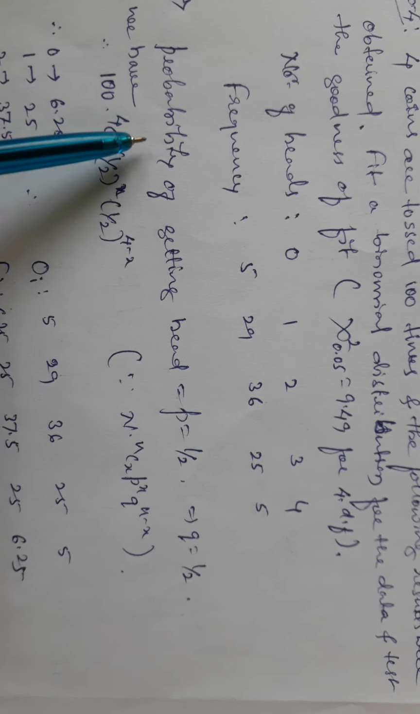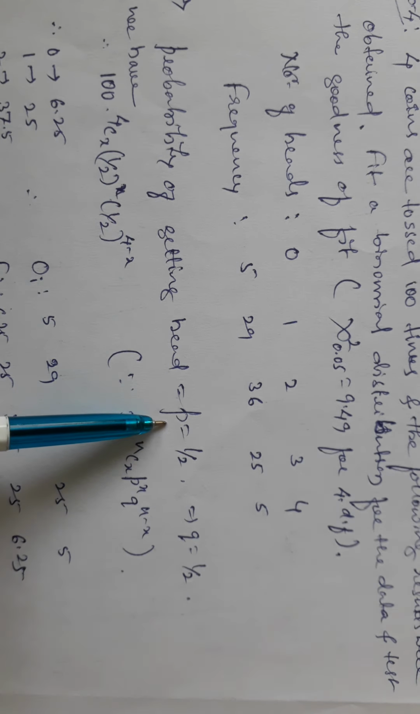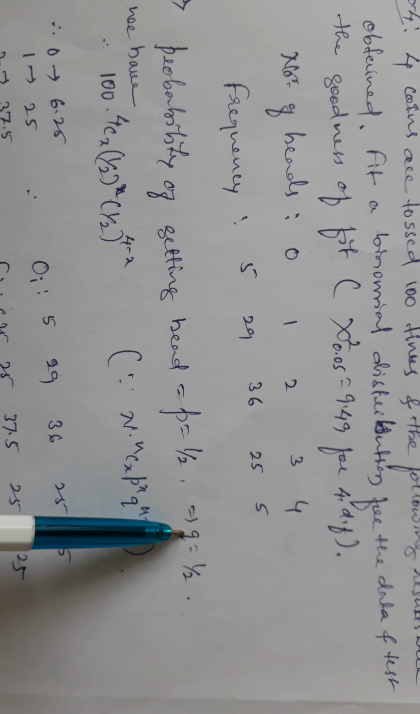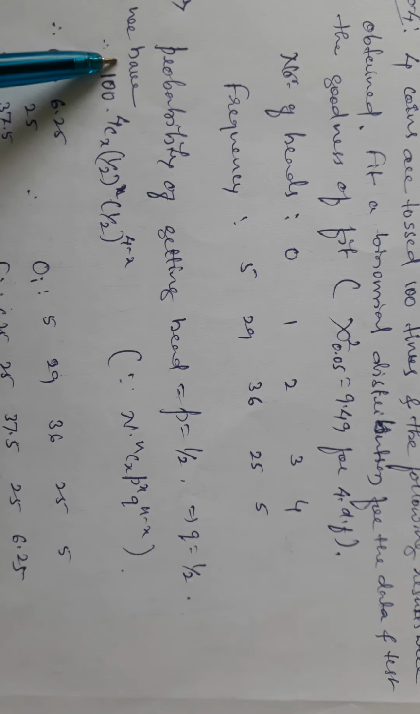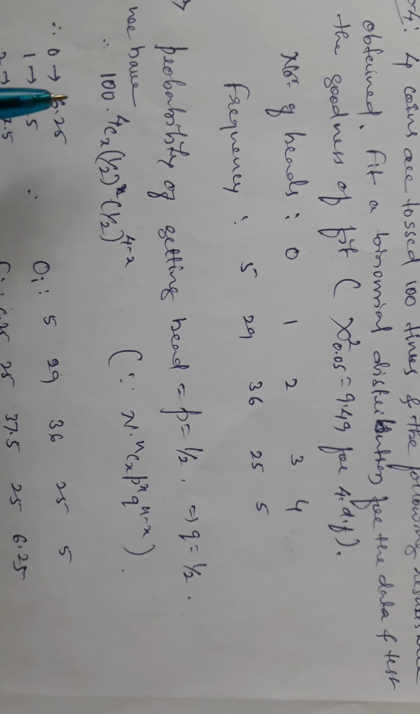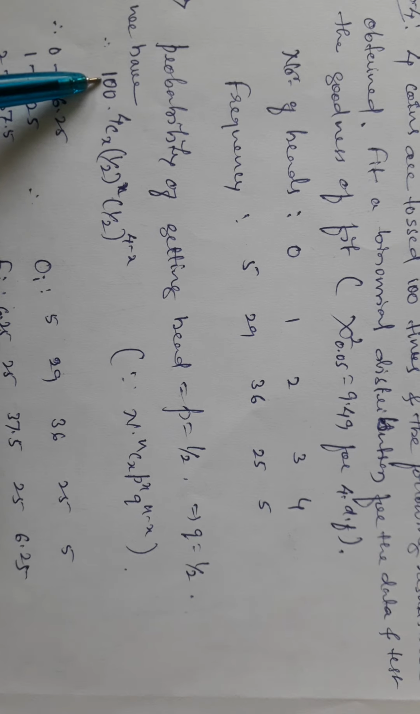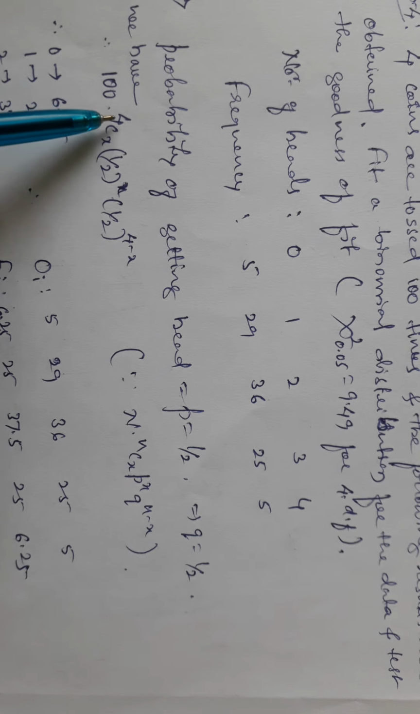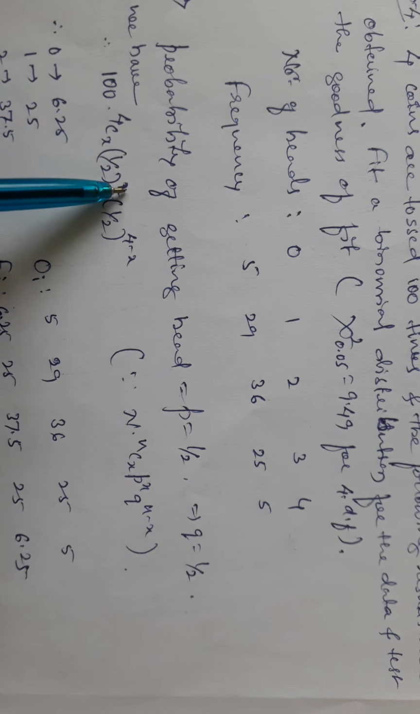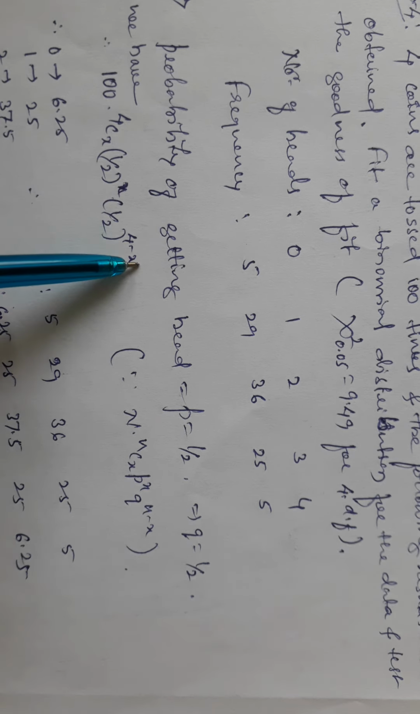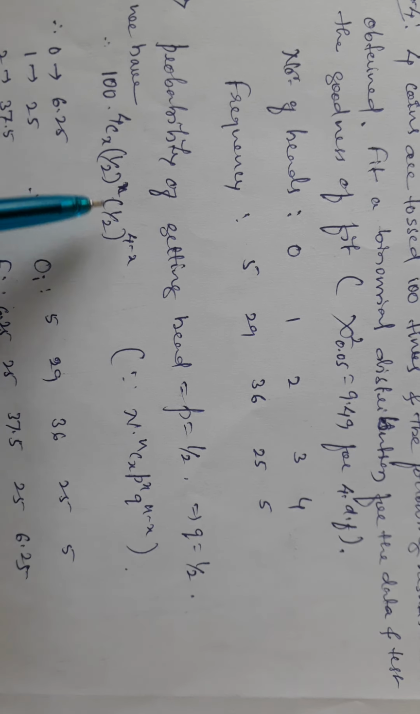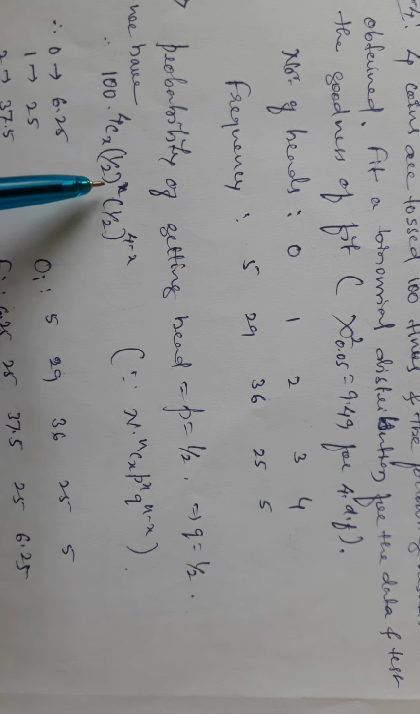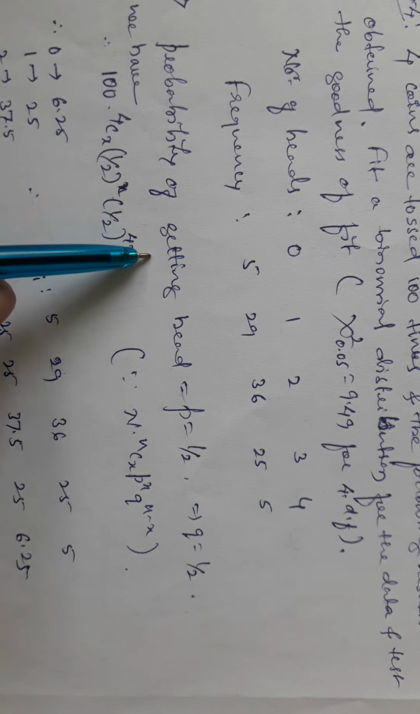Therefore, the probability of getting a head, that is p, equal to 1 by 2. If p is 1 by 2, q is 1 by 2. Then we have the binomial distribution formula: 100, that is the number of times tossed, times 4Cx p to the power x q to the power n minus x. Here again our bases are the same, so we can add the powers directly. We will get 1 by 2 to the power 4.